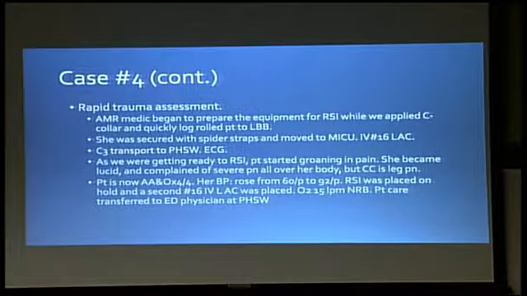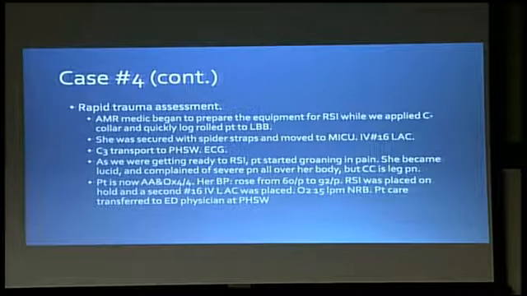AMR medic began to prepare for RSI. The fire applied C-collar, log rolled patient to long backboard, secured with spider straps, moved to MICU, IV started, transported on the way toward Peace Health, EKG. As they're getting ready to RSI, she started groaning, became lucid, complained of pain all over, but chief complaint was leg pain. Now alert and oriented times 4. Blood pressure rose from 60 to 92. RSI was placed on hold. A second IV placed. Patient care transferred to ED physician.